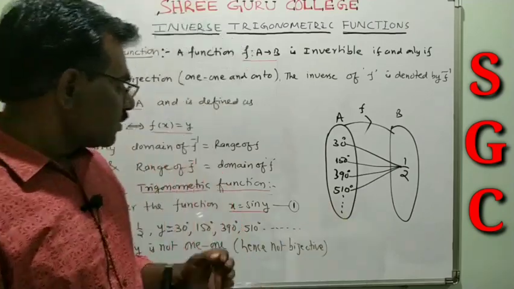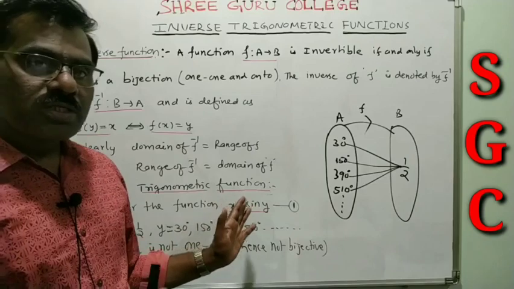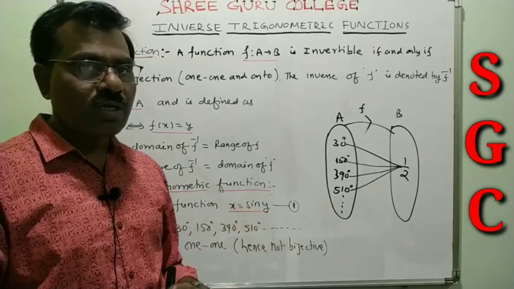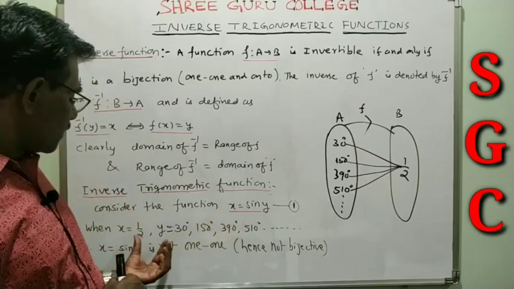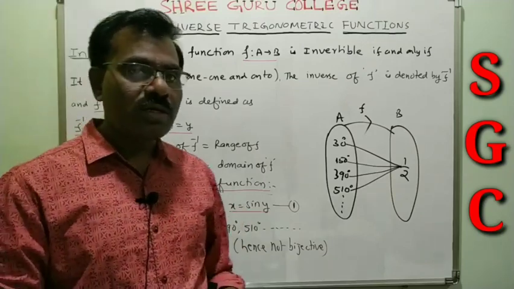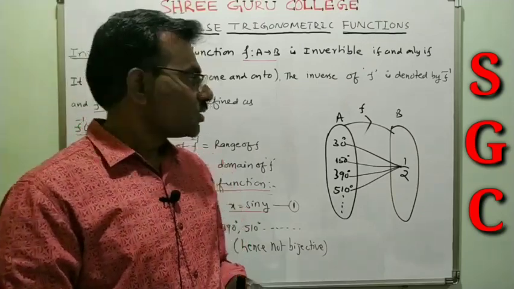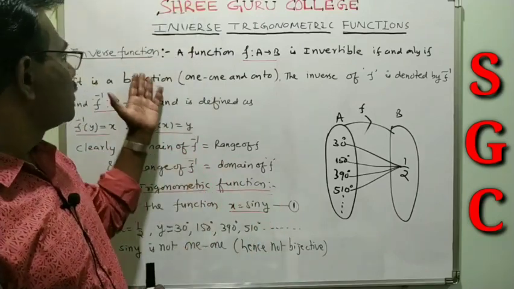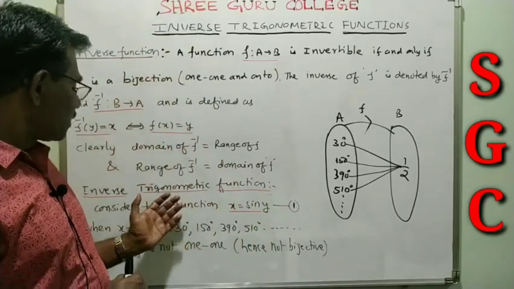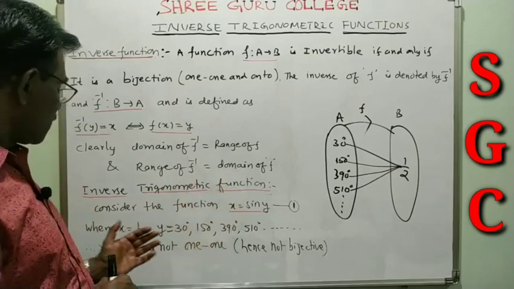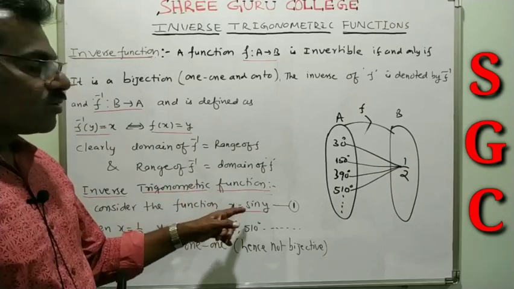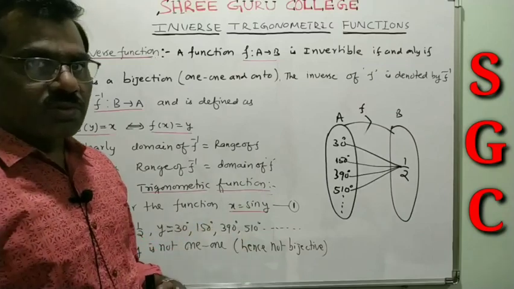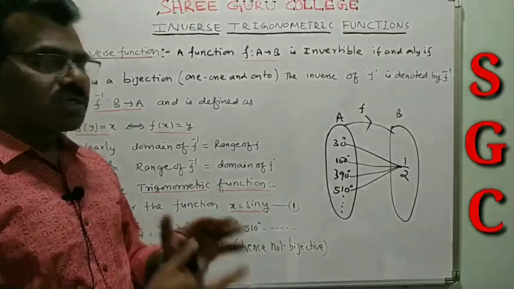So x is sin y. It must be one-one and onto. It must be a bijective function. It must be a function with some restricted value of domain and codomain. So this is the definition of inverse and inverse trigonometric functions. Very important, it must be one-one and onto, so when it is one-one, we take some restricted value.